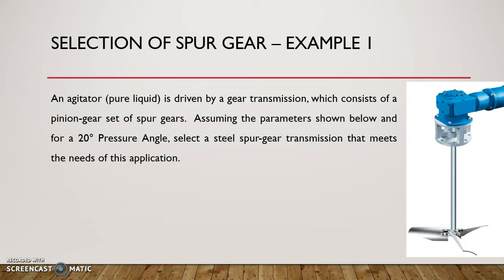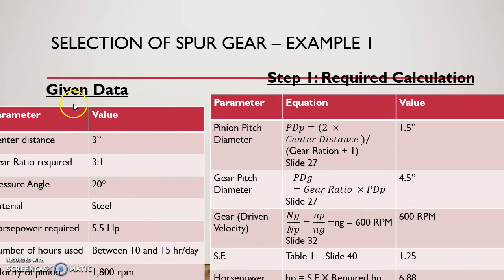So in this example, we have an agitator for a pure liquid, which is driven by a very simple gearbox, a pinion gear set. We are going to use a set of spur gears for this pinion and gear, and the parameters that we have are all provided in the next slide. We are going to pick a steel spur gear with a pressure angle of 20 degrees. So those are the given data.